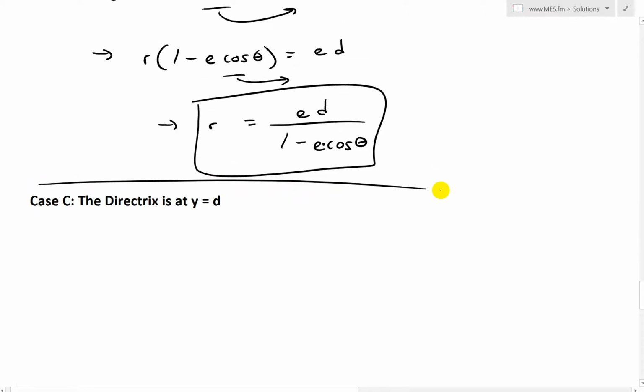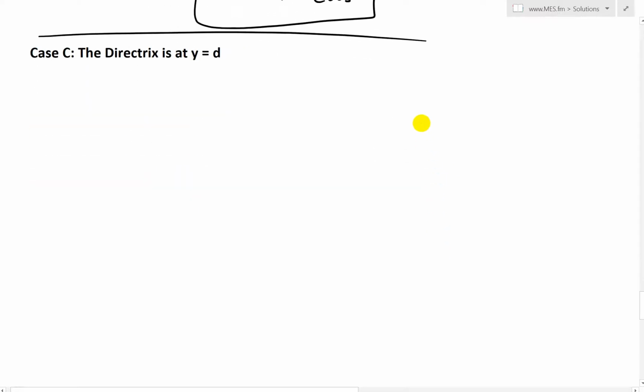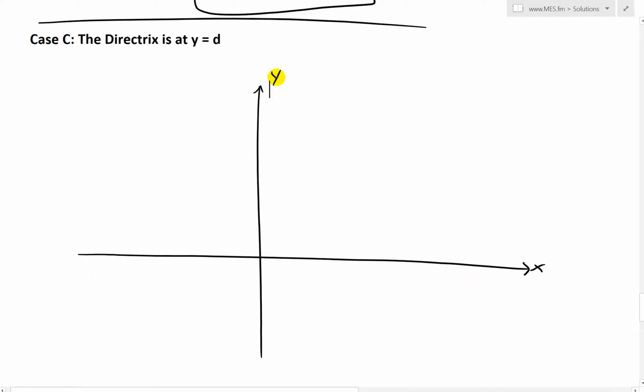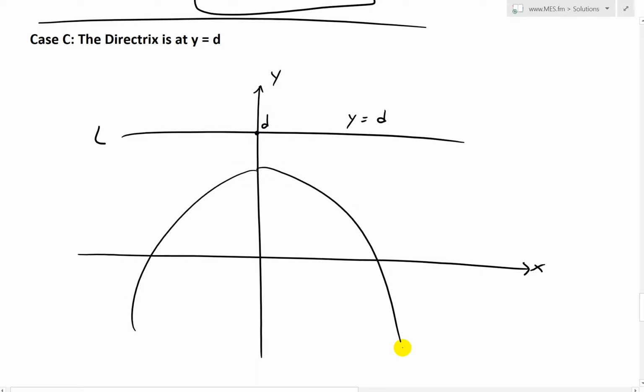So case C, the directrix is at y equals d. In other words, we're going to draw this out like this. This is the x and y axis, and then there is y equals d. This is our L, or our directrix, and this is at y equals d, and this point is just d across there on the y axis. So the conic's going to look something like this, and now we have this as a focus as well.